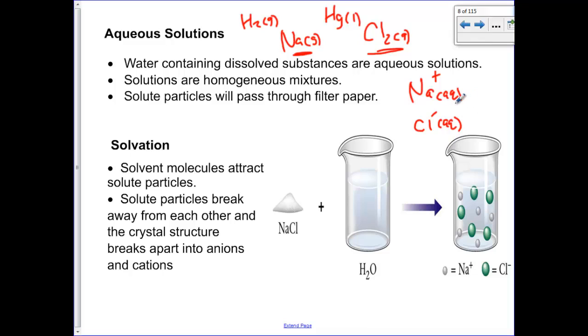So afterwards we write the state of matter, AQ, which we've already worked with a bit in your data booklet. Now, some things are very easy to break apart. But there are some compounds that actually don't break apart all that well. So sometimes we actually leave them as solids, depending on how that table in our data book works.